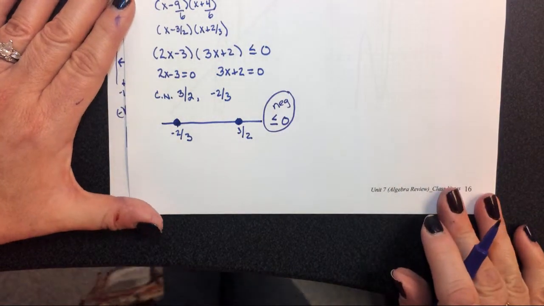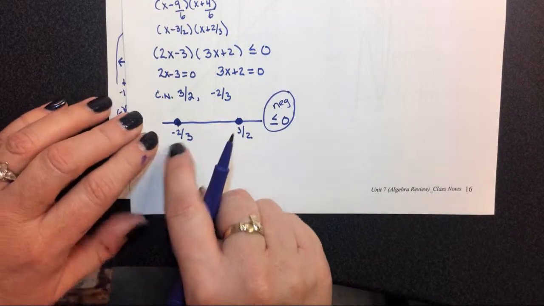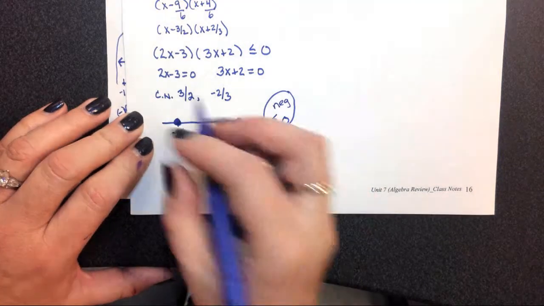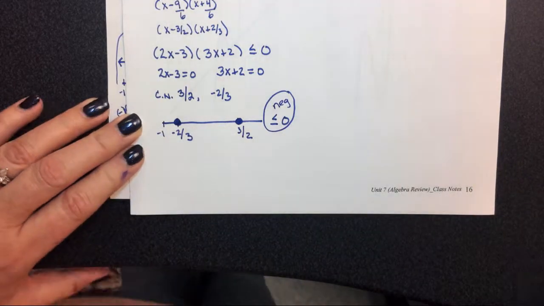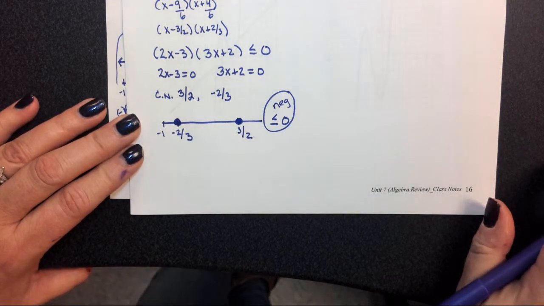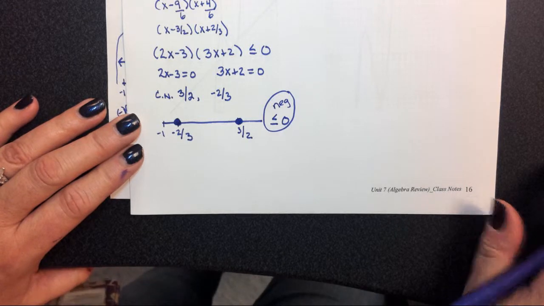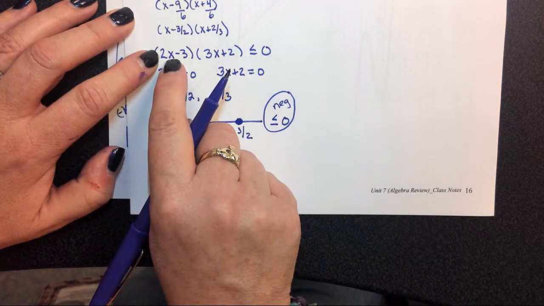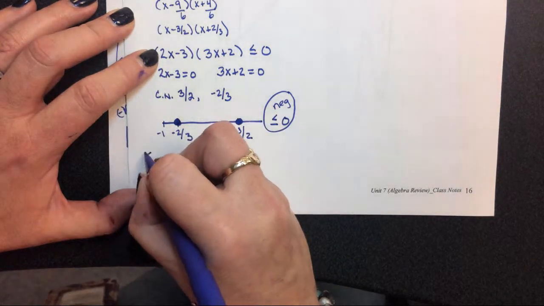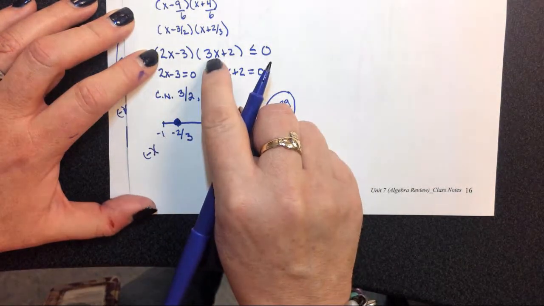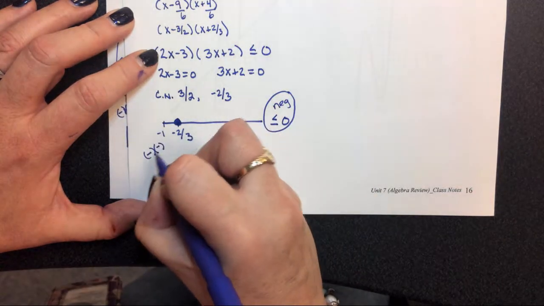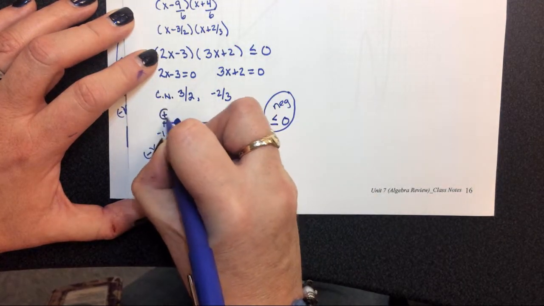Again, identify that right away. So now you have -2/3. What's a nice number less than -2/3? -1. That's what I mean. Just because your critical numbers are fractions, you don't have to use fractions to do your check. So if I plug in -1 for x, well, 2 times -1 is -2. -2 minus 3 is a negative. 3 times -1 is negative. -3 plus 2 is a negative.